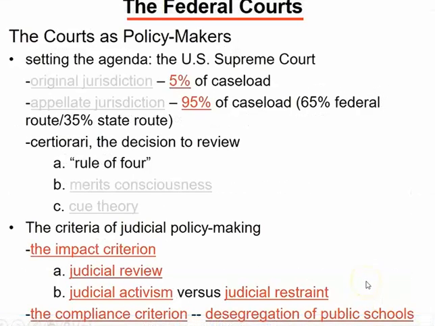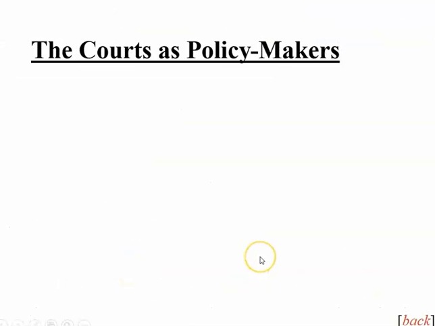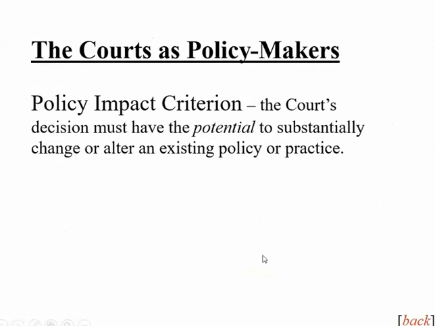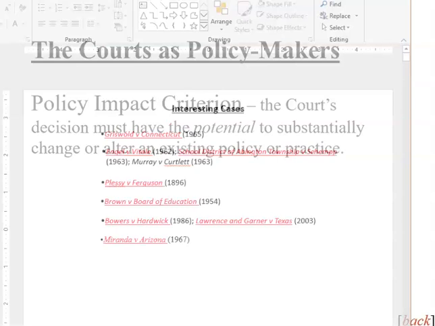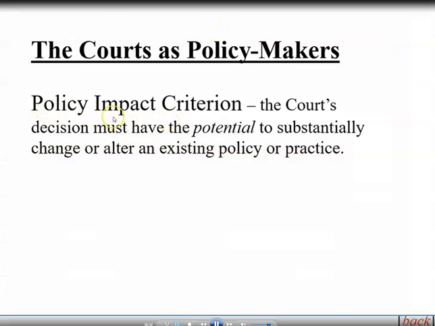Okay, let's forge ahead. I want to at least get some basic definitions in here before we run out of time. So let's start with the impact criteria. Again, what we're trying to establish here is what are the objective criteria for determining whether Griswold versus Connecticut or Miranda versus Arizona or Brown versus the Board of Education or any of these cases that we might talk about amount to an example of judicial policy making. So the first criterion is that it has to have policy impact.